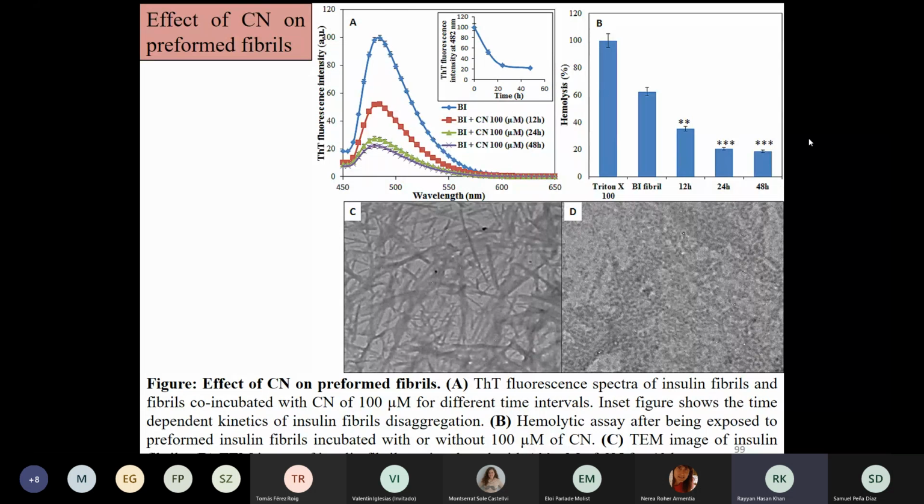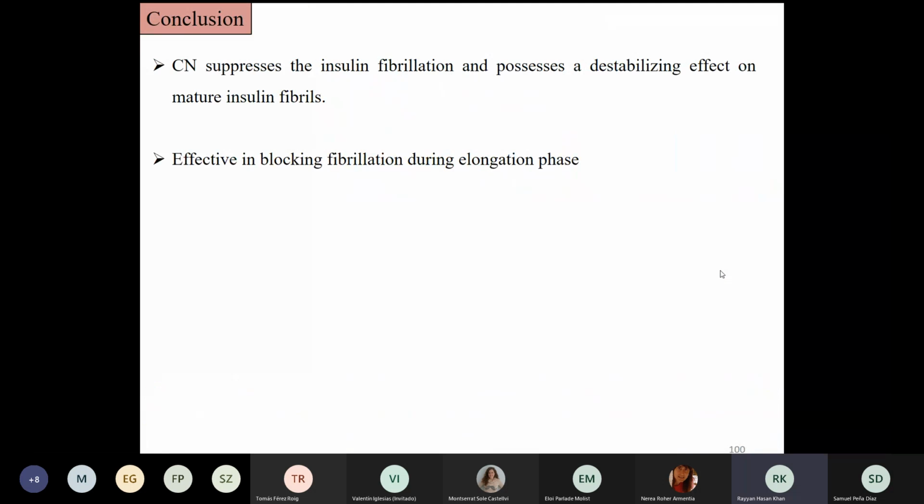Likewise, we have performed a hemolytic assay just to see how it is going to disrupt cell viability. So this is the bovine insulin fibril, taken along with 100 micromolar capromycin at 12 hours, 24 hours, and 48 hours. And these are the amyloid fibril TEM images. Here we get the amyloid, and this is the TEM image of this point. Here it was incubated in the presence of 100 micromolar capromycin for 48 hours, and we get the disintegration of the amyloid fibrils.